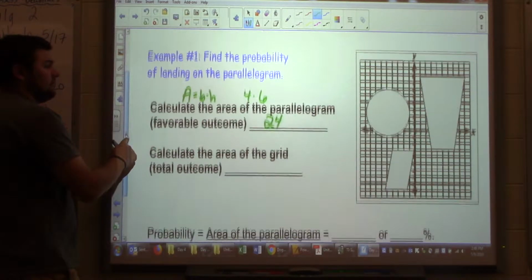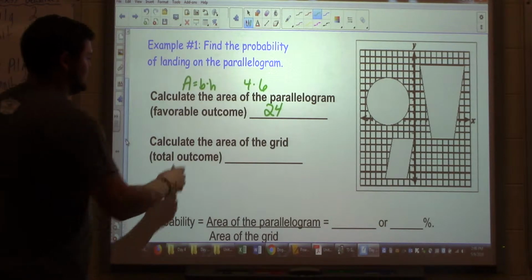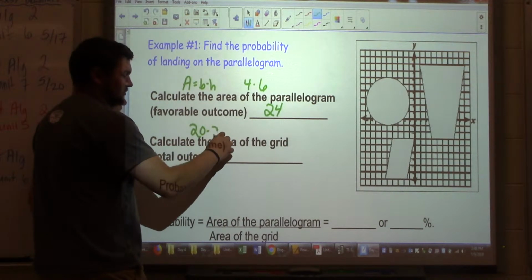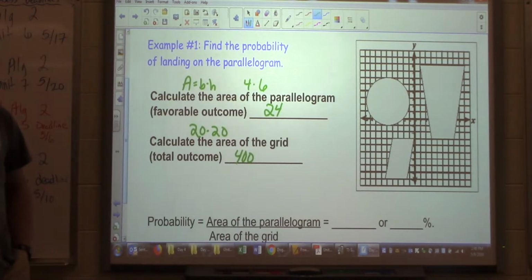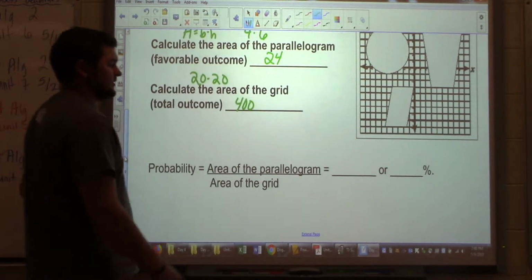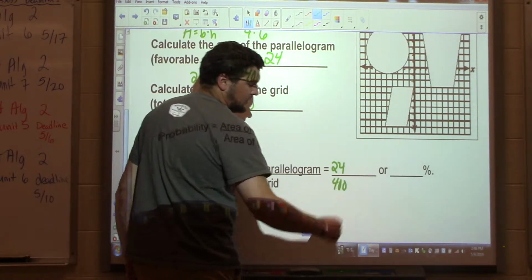Calculate the area of the grid. Well, the grid is a square. Did anyone count the number of boxes on it? There are 20 by 20. So 20 times 20 will give us 400. So I'm going to take my favorable outcome, which is that parallelogram, and put it over the total outcome, which is the whole grid.